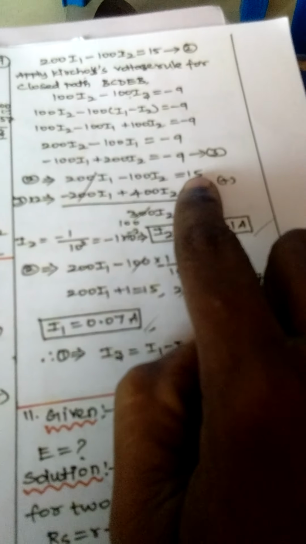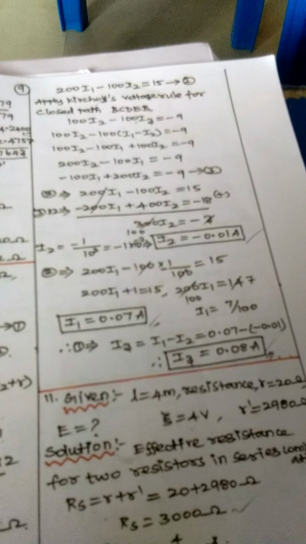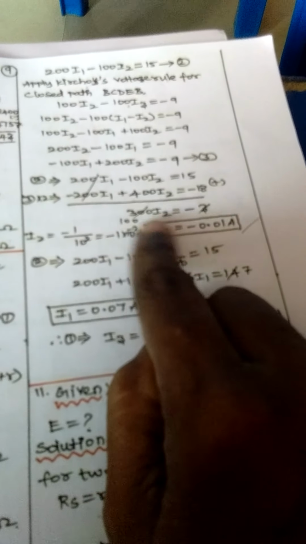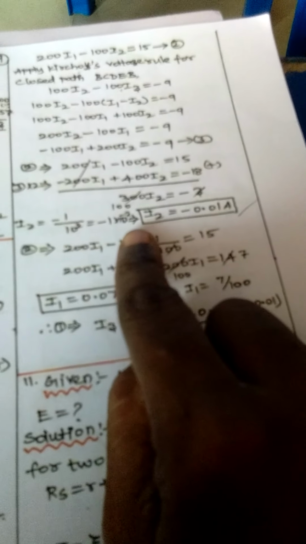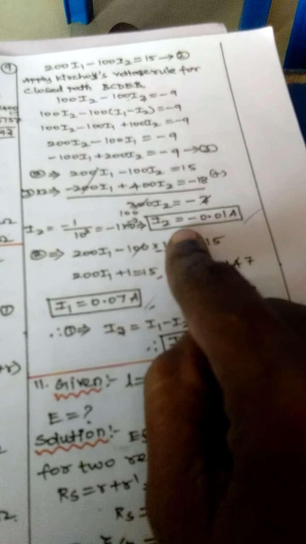Here 100 and 400, subtracting, we get 300 I2. Now minus 18 and 15: subtracting, we get minus 2. Then I2 stays here, and the 300 going to this side, the balance value gives I2 equals minus 0.01 ampere.